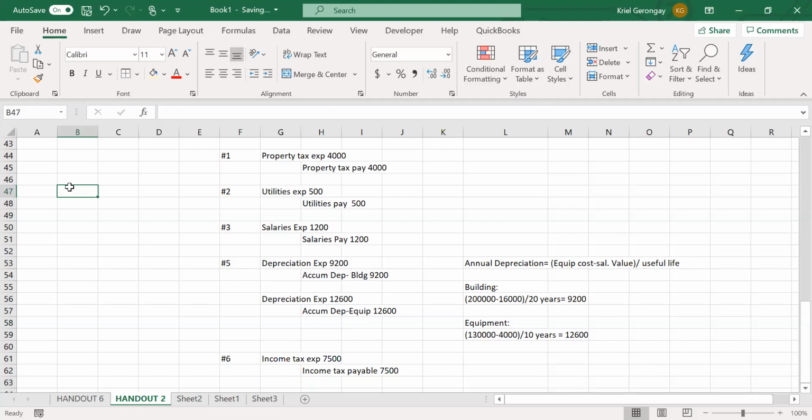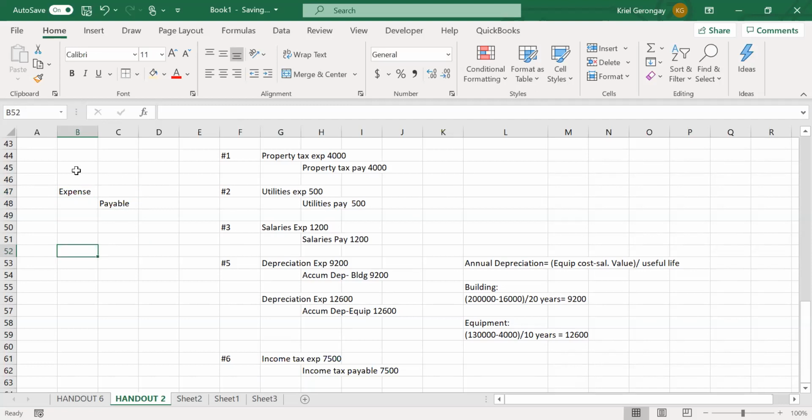So it's usually expense. We're gonna do the payable. And keep this in mind because I made this mistake on my midterm.